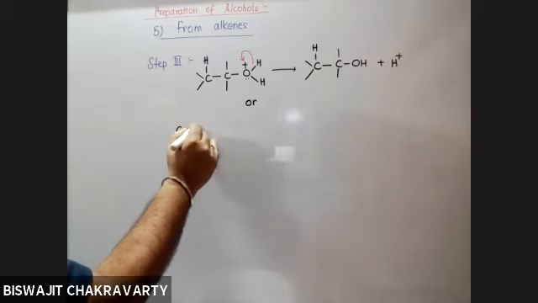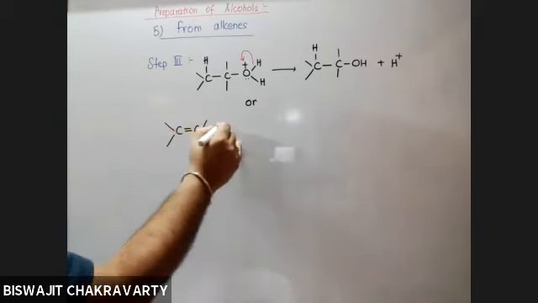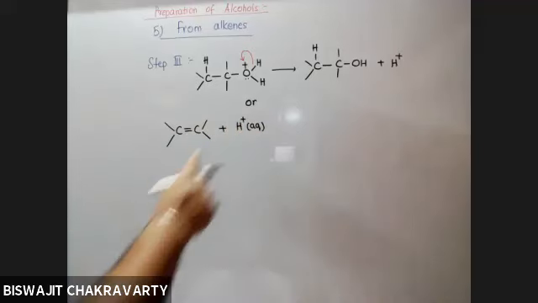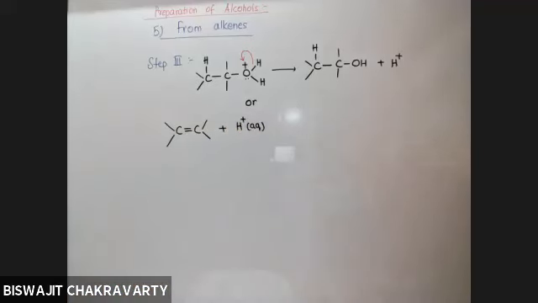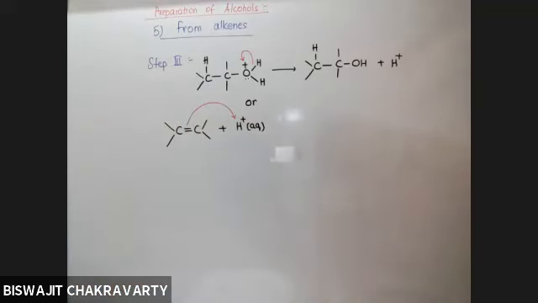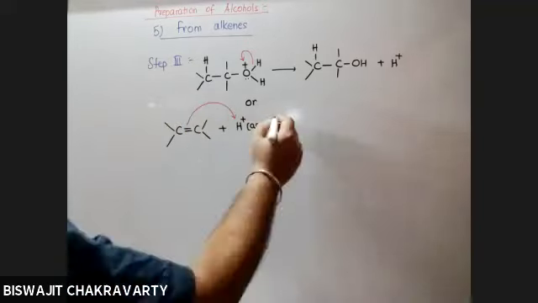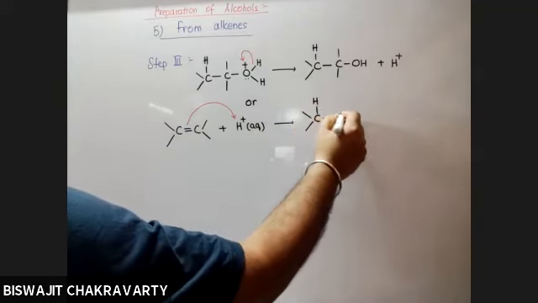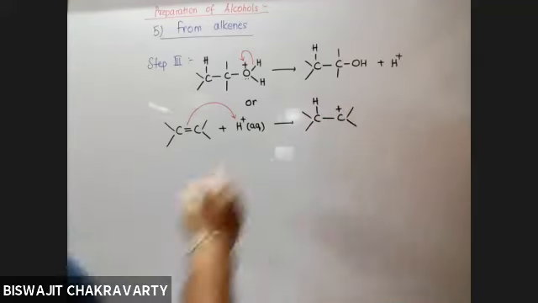Suppose you have an alkene and it is treated with acid in aqueous medium. So rather than writing H3O plus, you can also write H plus with (aq) in brackets. So when it invites H plus, one of the carbons will get the share of hydrogen and the other will get the share of positive charge.